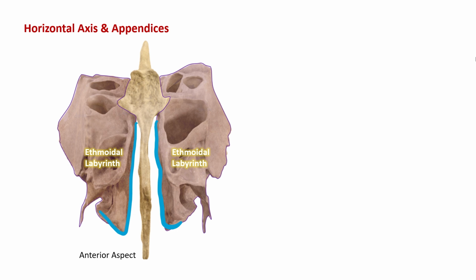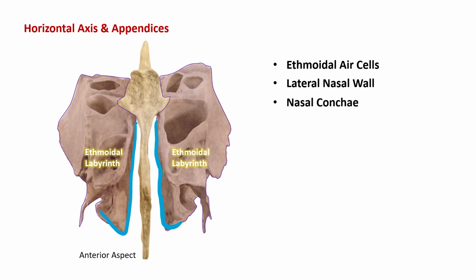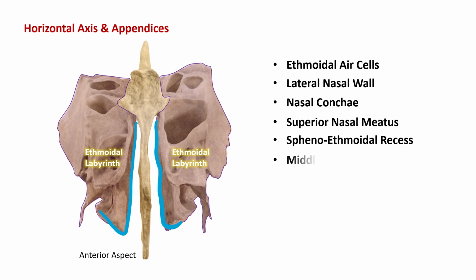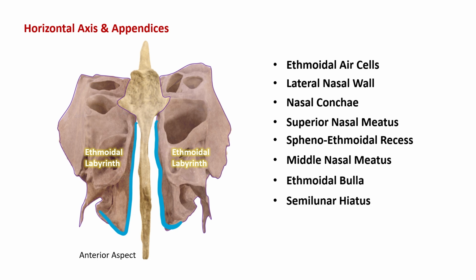So they house this very long list: the ethmoid air cells, as mentioned already, the lateral nasal wall, the nasal conchae, the superior nasal meatus, the sphenoethmoidal recess, the middle nasal meatus, the ethmoidal bullae, the semilunar hiatus, the uncinate process, and the orbital plate of the ethmoid bone. So we'll be going over all of these structures.